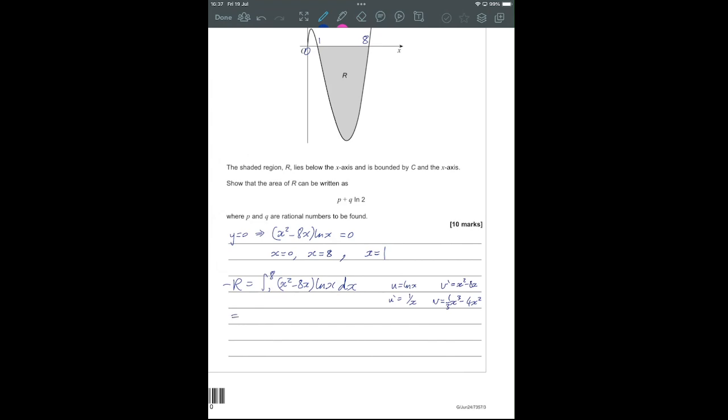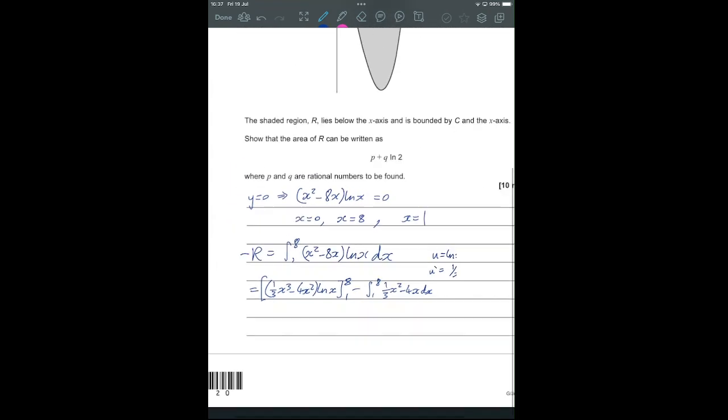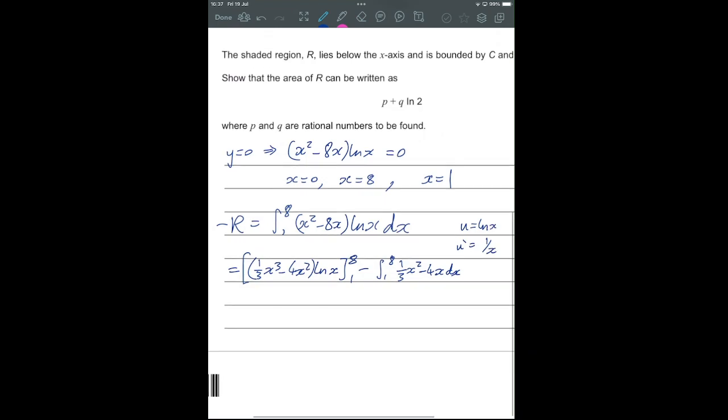So putting that in, I have my u v between the limits of 8 and 1, and we'll deal with that momentarily. Subtract u dash v, the integral between 8 and 1. Now u dash is 1 over x, so that just cancels out an x. Now I doubt I'll finish it on this side, but I'm going to get close.